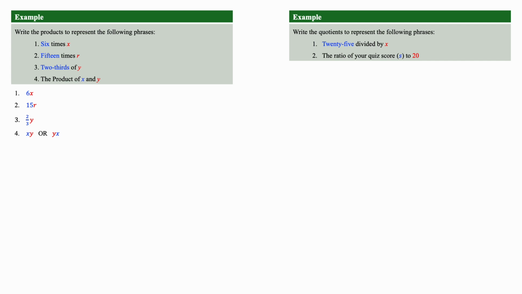In the next example, we write the quotients to represent the following phrases. Number 1, 25 divided by x, which is simply 25 over x, or 25 with the division symbol and then x. And number 2, the ratio of your quiz score S to 20. This one's a little bit more tricky, but because they have given us the variable, we can simply write the solution as S over 20, or S divided by 20 using the division symbol.